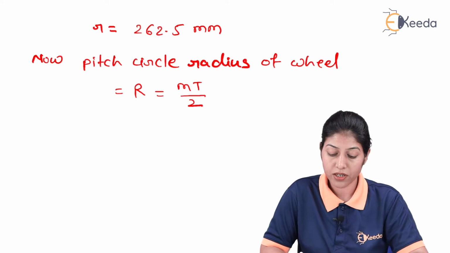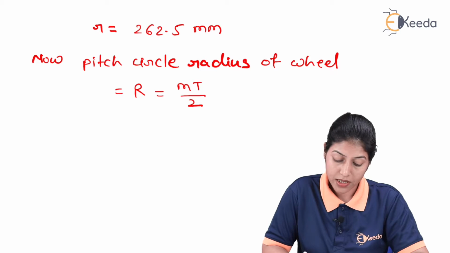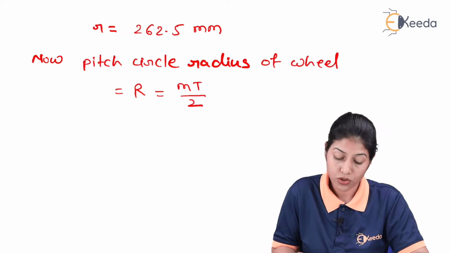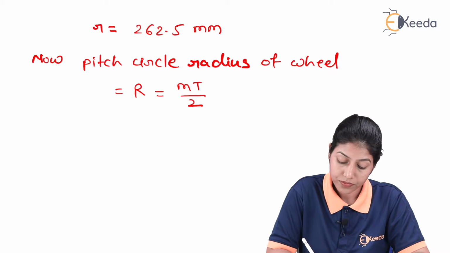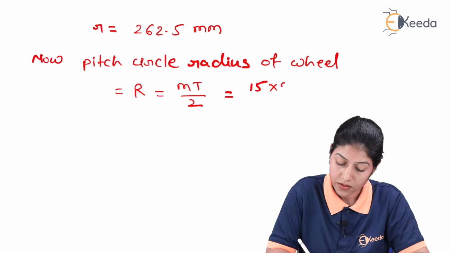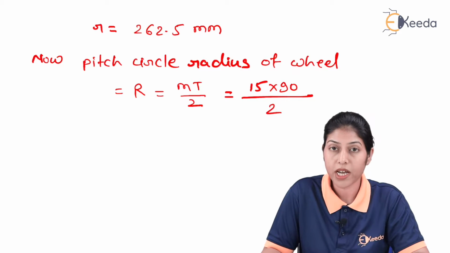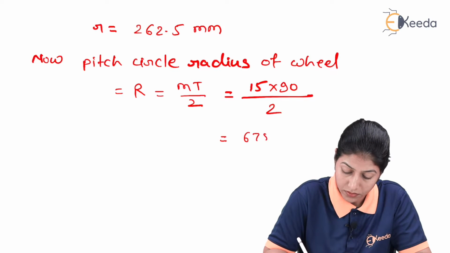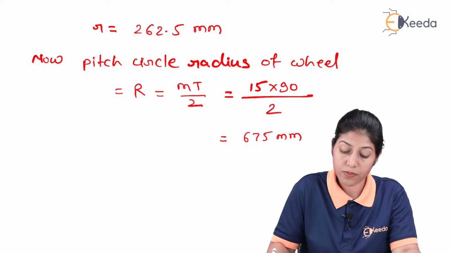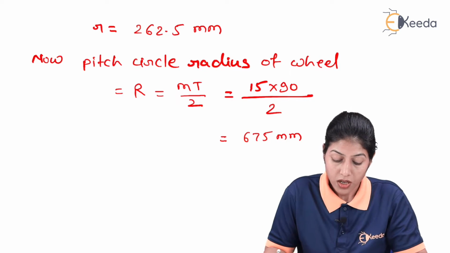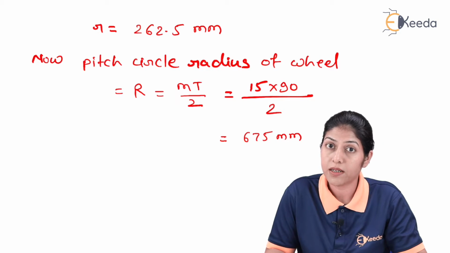Now let's define the pitch circle radius of the wheel. So capital R is representing mt by 2, where capital T is representing the number of teeth on the wheel. So here we have value of module and number of teeth T. So it is 15 into 90 by 2. So the final value will be 675 mm. Now we have both the pitch circle radius for the pinion and wheel. Now we have the value of addendum, so we can define the addendum circle radius.